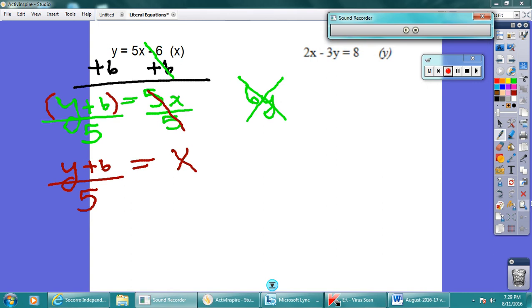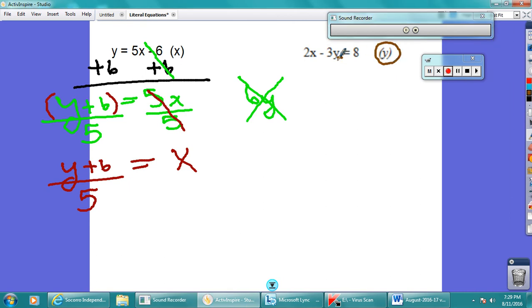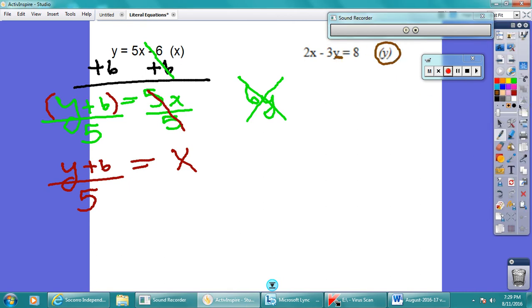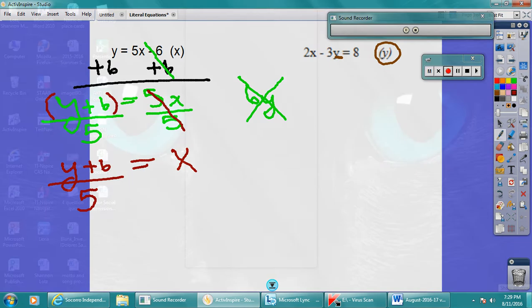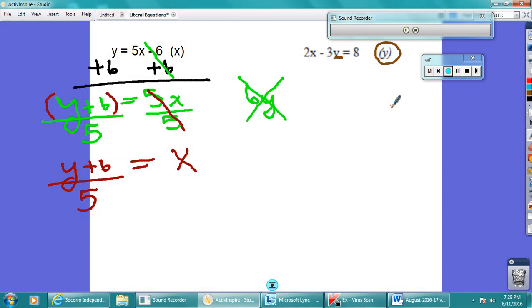We have 2x minus 3y equals 8. Now we need to solve for y. Okay, we're going to do the same thing. We're going to move everything over to the other side and leave y by itself. So, I first have this 2x in my way right here, and I need to move it. It's positive, so I'm going to subtract 2x. I'm going to do it to the other side to keep balance.